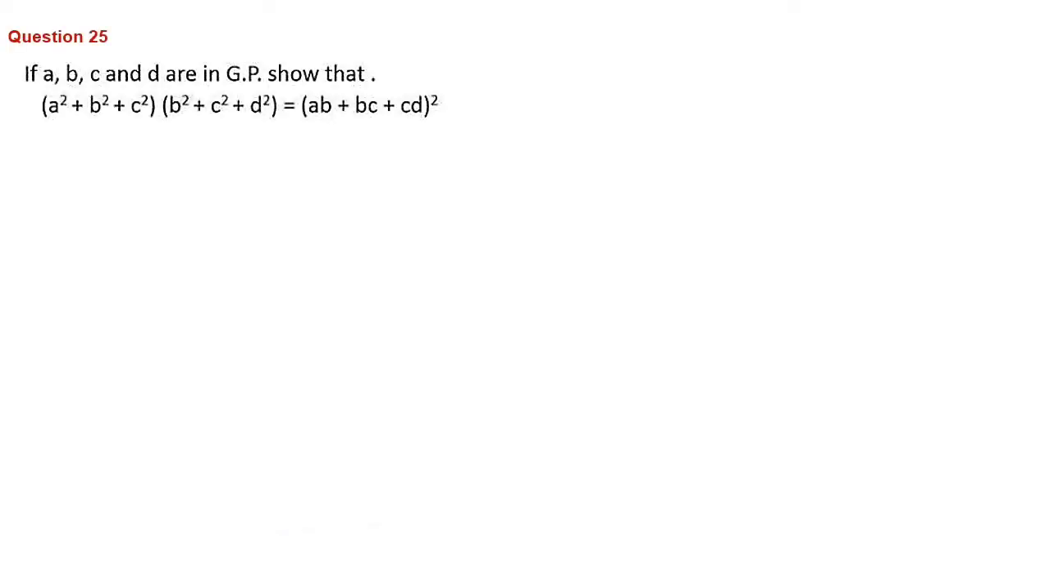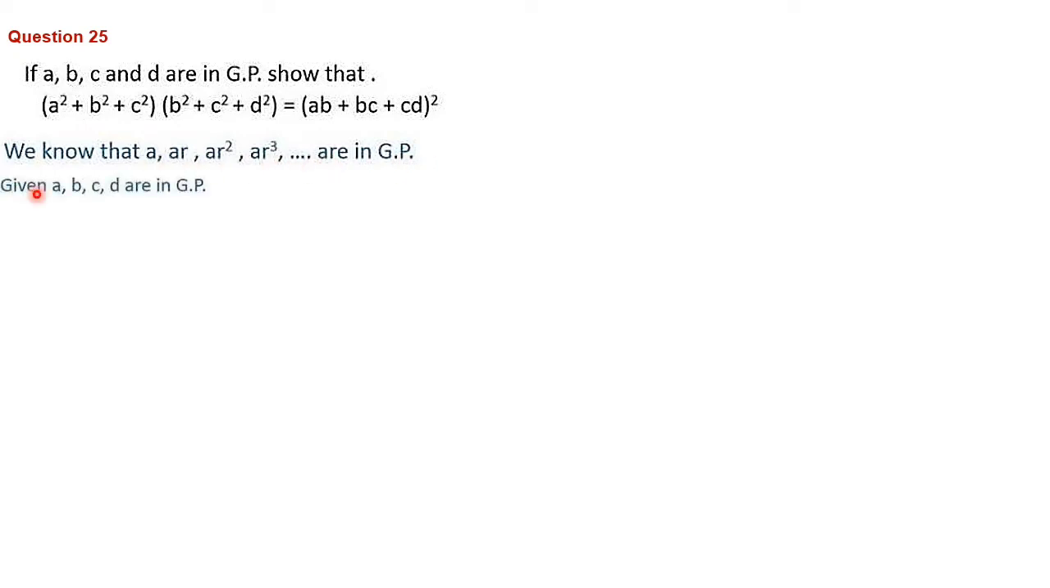Next we shall discuss question number 25. If a, b, c and d are in GP, show that (a square plus b square plus c square) into (b square plus c square plus d square) equals (ab plus bc plus cd) the whole square. Here 4 terms are given to us in a GP, a, b, c and d. So a, ar, ar square, ar cube, etc. are in GP. This is the general form of a GP.